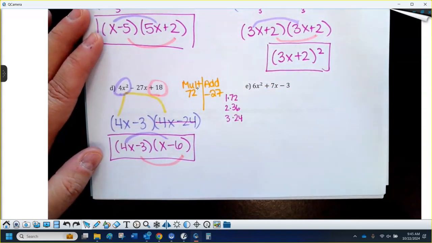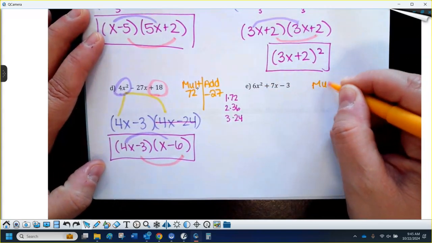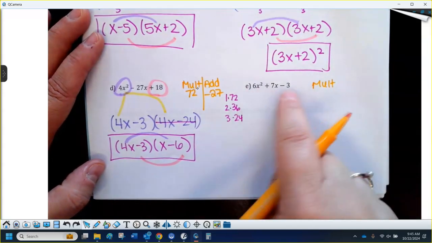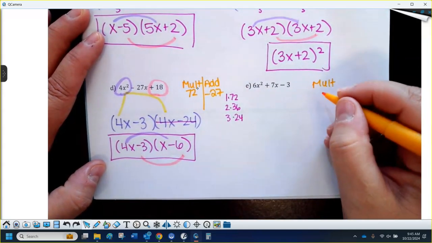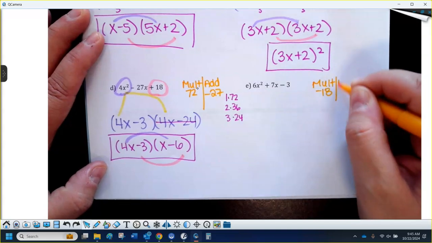And I got one more, and then we'll do a couple harder ones on the back. So multiply first and last. So 6 times negative 3 is negative 18.